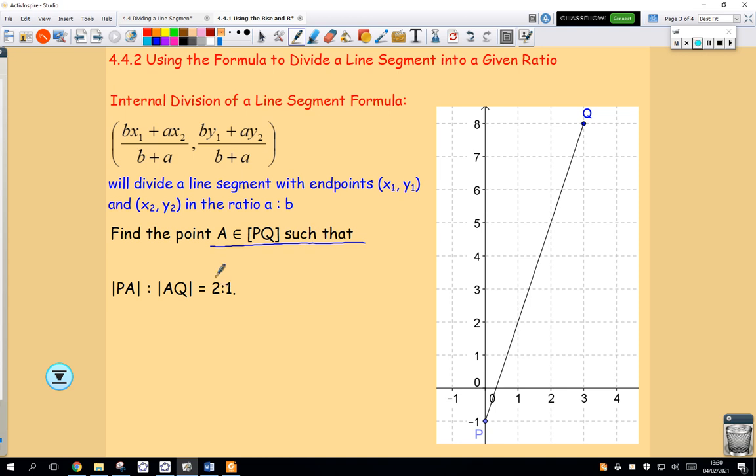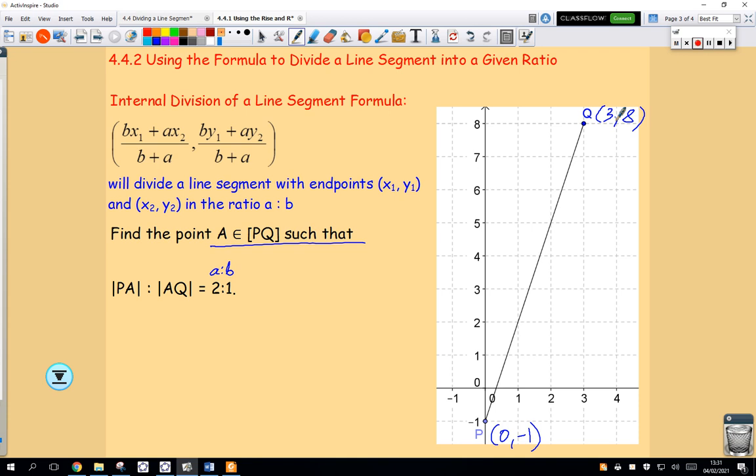So notice the ratio here is a is to b. So a in the formula here is 2 and b in the formula is 1. The other thing is the first coordinate here, x1, y1, is going to be 0, -1. And the second point in the formula is going to be 3, 8. So this is my first x coordinate, 0. This is my second x coordinate, 3. My first y coordinate, -1. My second y coordinate, 8.